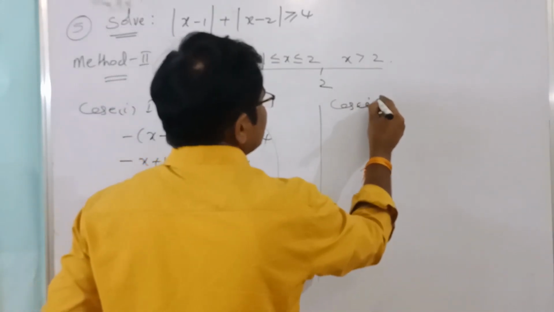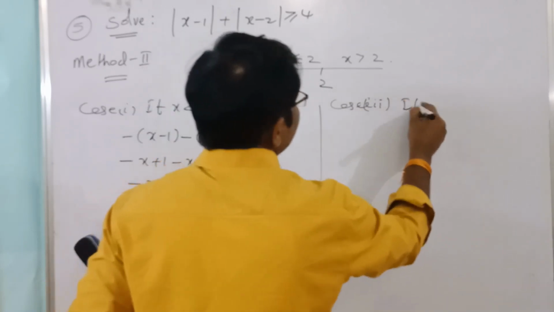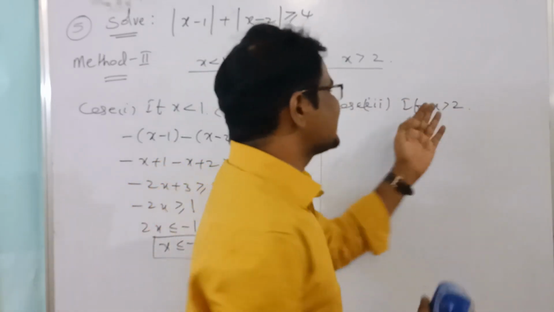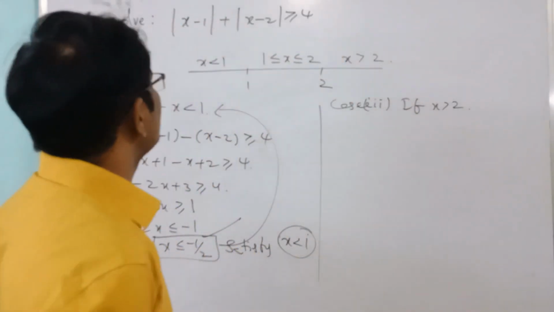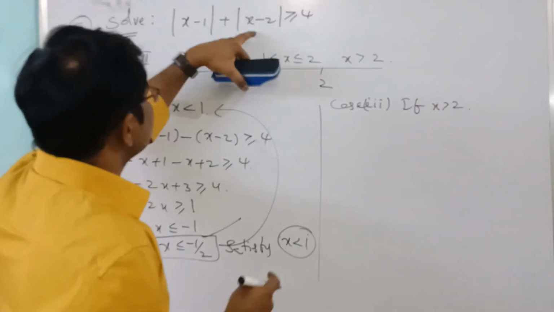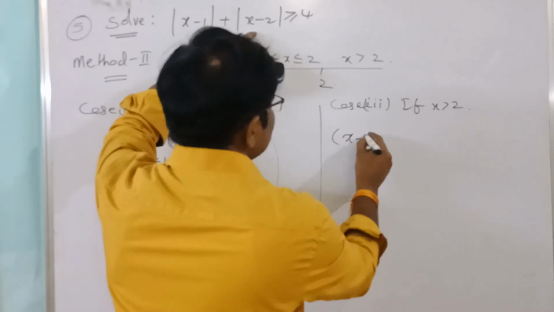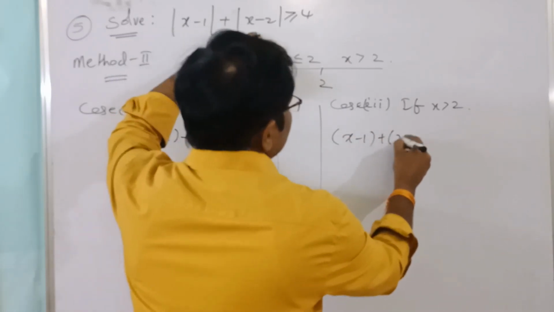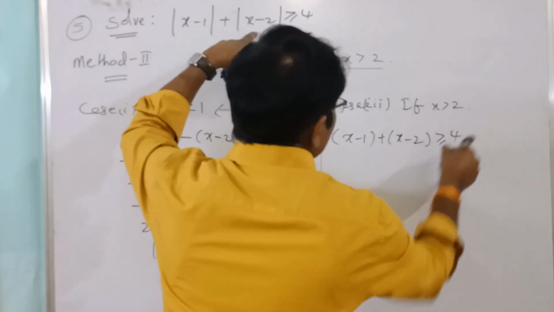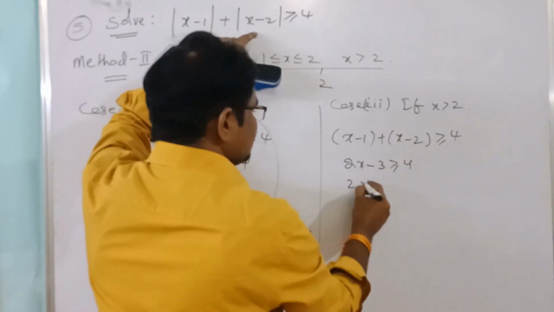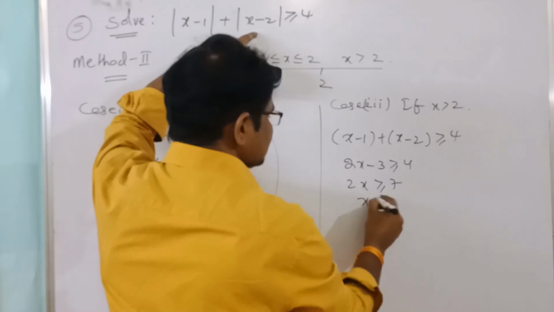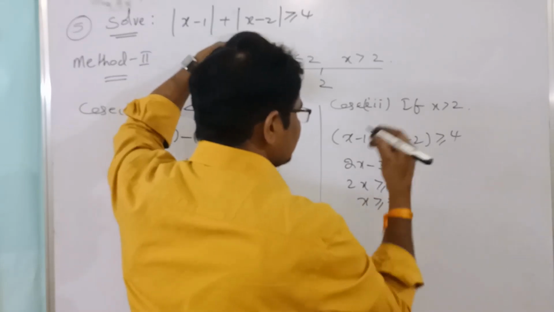So case 3, that is if x greater than 2. Any x value which is greater than 2, substitute in this inequality. So 3 is positive, and this is also positive. Means the given equation becomes x minus 1 plus x minus 2 greater than or equal to 4. So 2x minus 3 greater than or equal to 4. 2x greater than or equal to 7. x greater than or equal to 7 by 2.